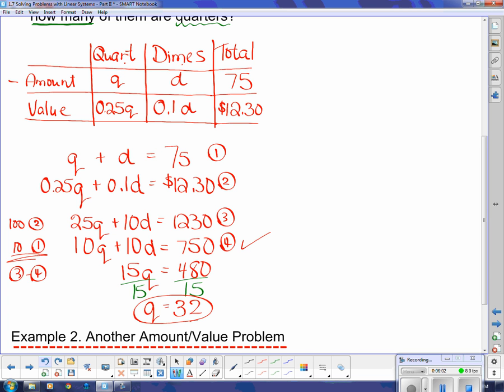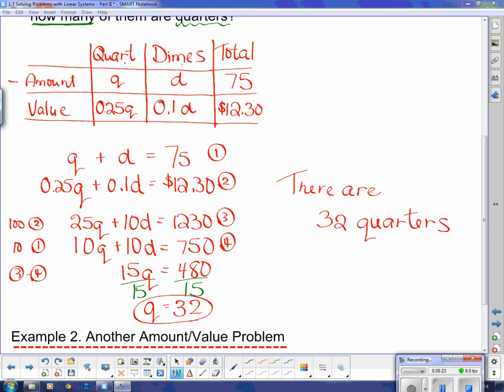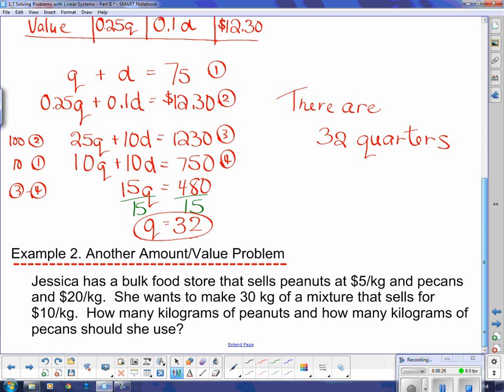The question asked us how many were quarters. So since it asked us how many were quarters, I chose 10 to multiply for and get rid of the dimes because it never asked for dimes. So I don't need to even bother solving for the dimes. And then, of course, I subtracted the two equations and got my answer of 32. So there were 32 quarters.